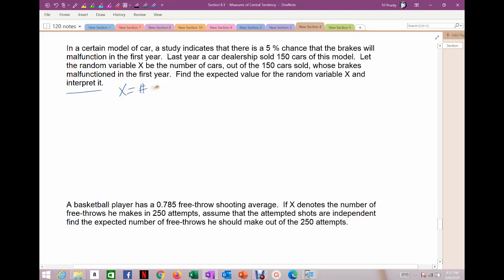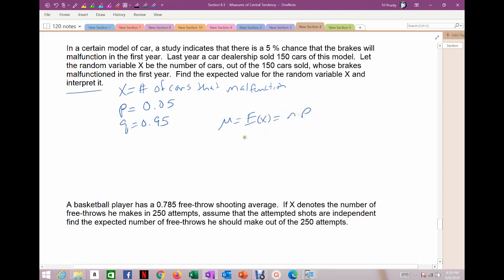So X will be the number of cars that malfunction. Probability of it malfunctioning is 0.05, so the probability it won't malfunction is 0.95. Not that you needed that, but just so that you know, it's the binomial case. There's a chance it'll malfunction, which is 5%. There's a chance it won't malfunction, which is 95%. So there's 2 outcomes. It'll malfunction or it won't malfunction in the first year. They want to know the expected number in that first year they would expect to have a malfunction. Basically, how many people would they expect to sue them?